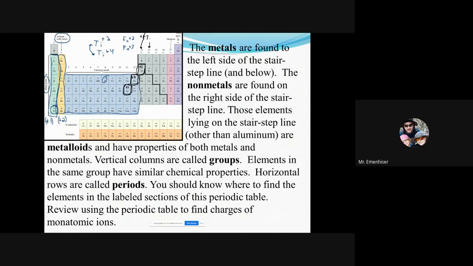These guys are a plus or minus 4 because they got 4 electrons in their outer shell, so they can gain 4 or lose 4. These guys in this row, the nitrogen family, usually have a -3. So these guys are usually a -3.